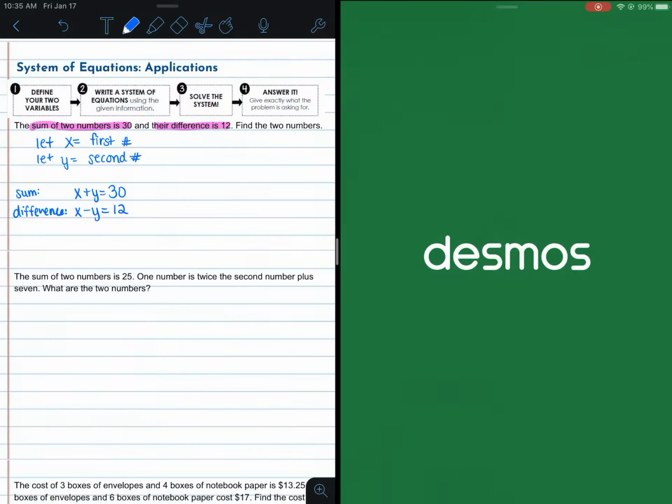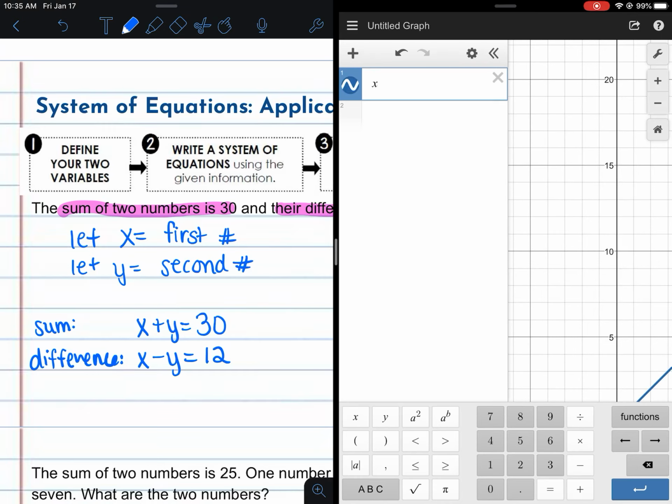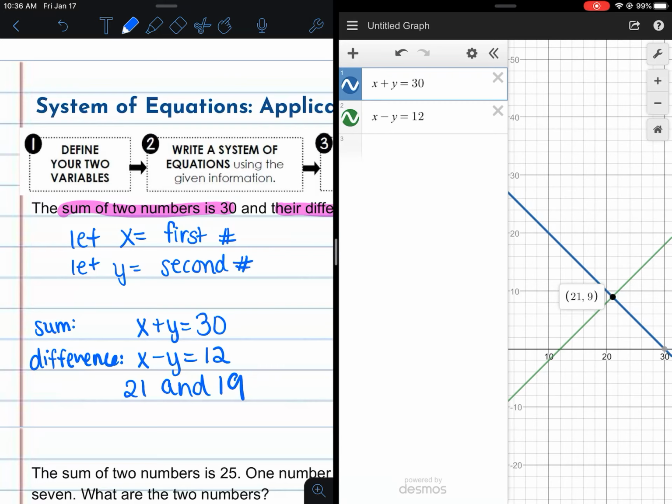Let's see, so we're just going to type in both of our equations, x plus y equals 30, and then our second equation, x minus y equals 12. And so what you can do is zoom out, and you can click right on top of the graph. So our two numbers are 21 and 19. And so that's what your answer would be.